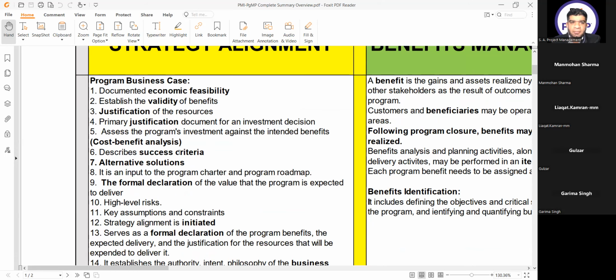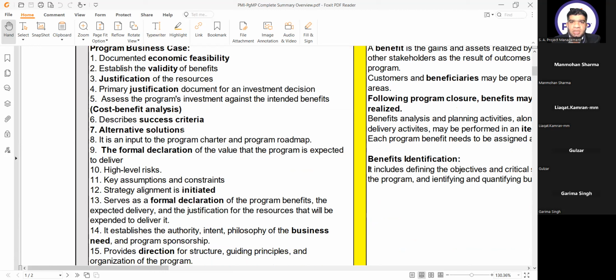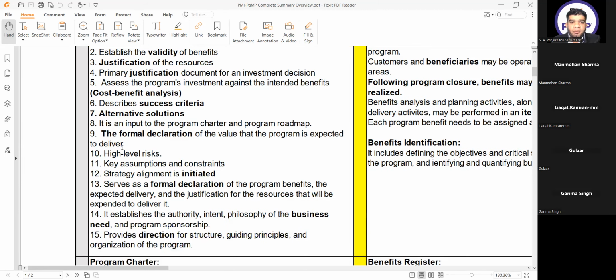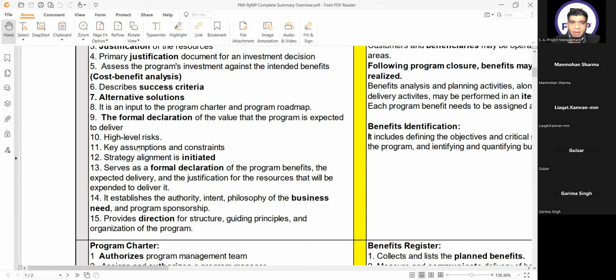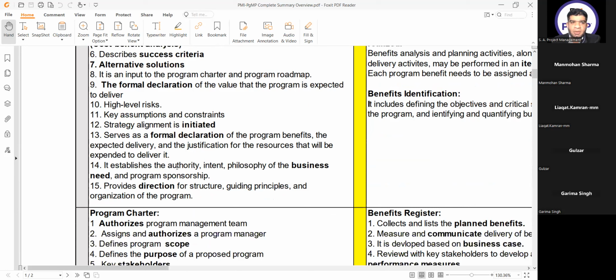Describe success criteria, alternative solutions. It is an input to program charter and program roadmap. The formal declaration of the value that the program is expected to deliver. It has high level risks, key assumptions and constraints. Strategy alignment is initiated with the business case. It serves as a formal declaration of the program benefits, the expected delivery, and the justification for the resources that will be expended to deliver it.